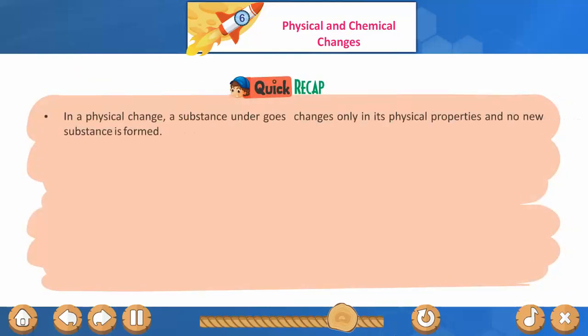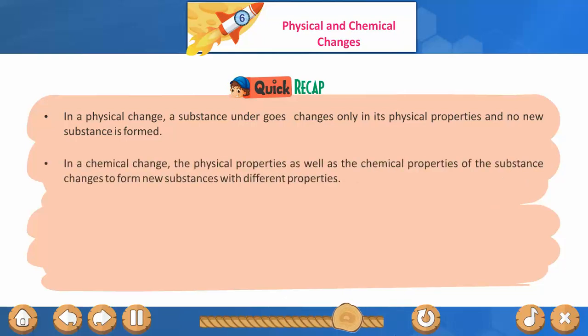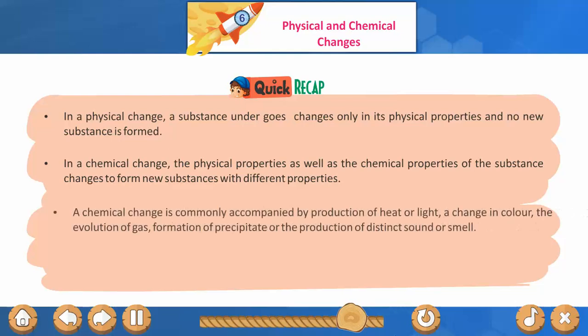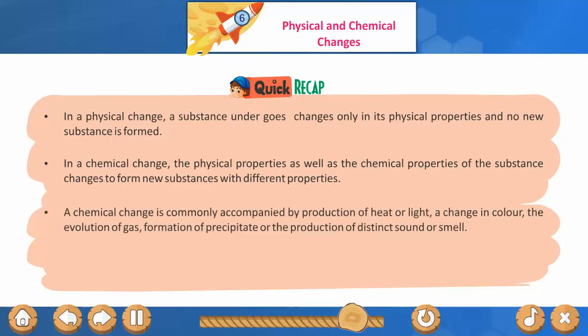Quick recap. In a physical change, a substance undergoes changes only in its physical properties and no new substance is formed. In a chemical change, the physical properties as well as the chemical properties of the substance change to form new substances with different properties. A chemical change is commonly accompanied by production of heat or light, a change in color, the evolution of gas, formation of precipitate, or the production of distinct sound or smell.